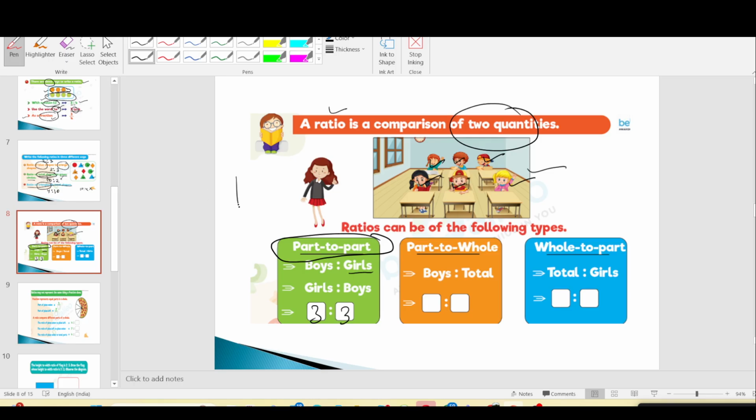So this is part to part. Part to part means there is a classroom, and inside a classroom there are girls or boys, and their ratio we are finding. So boys or girls are the part of total students. So this is part to part ratio. Sometimes we find part to whole ratio. So boys are part of the classroom, part of total students, and whole means total. So boys are 3 and total students are, how many total students are there?